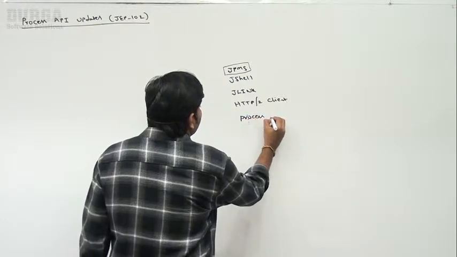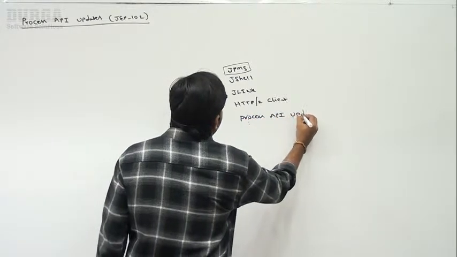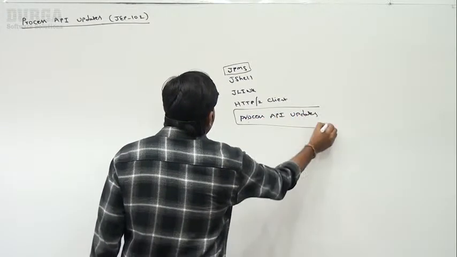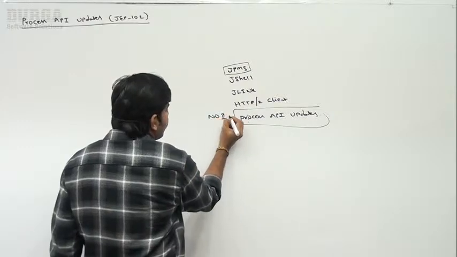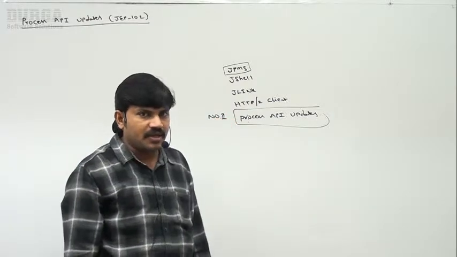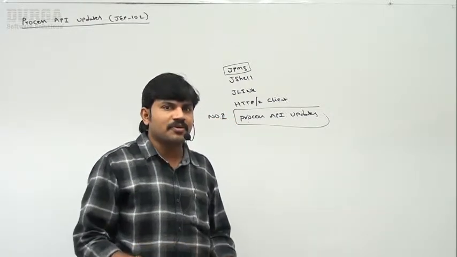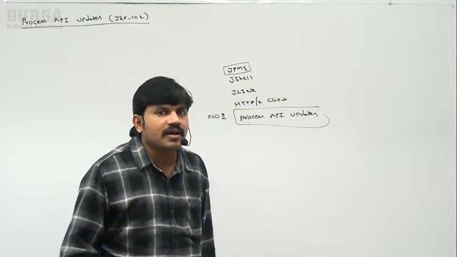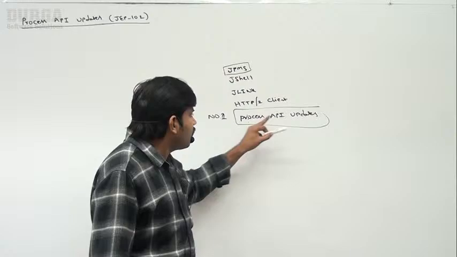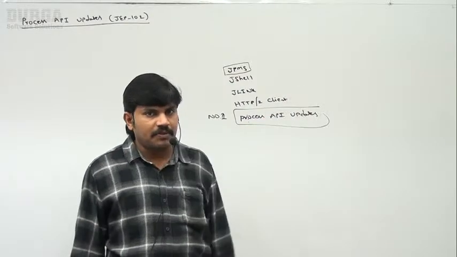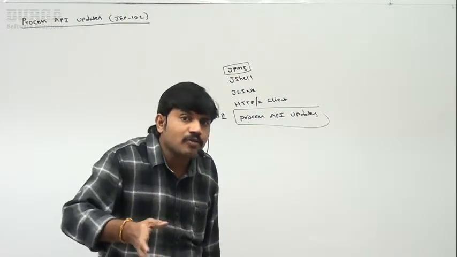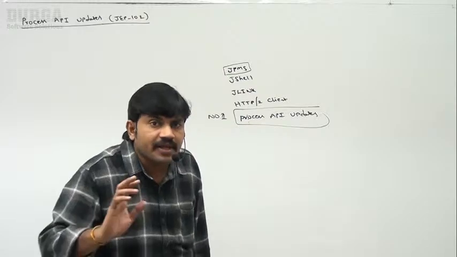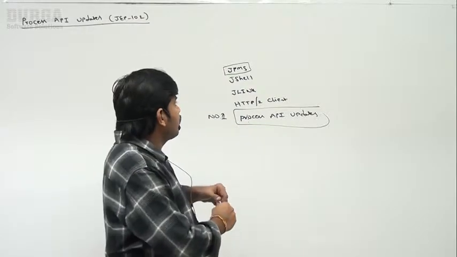Remember this one, sir? Process API updates. This is the number one feature in Java 9, right? Remember that according to worldwide programming experts, the people who are using Java 9, those people are giving the feedback that the number one feature in Java 9 is the process API update. But from the Oracle OpenJDK point of view, or Oracle Corporation's point of view, the number one feature is JPMS.